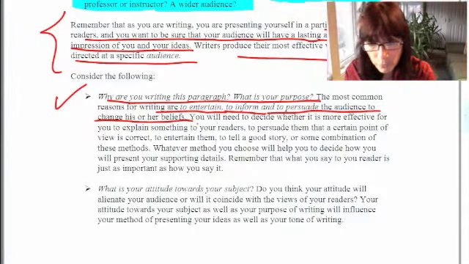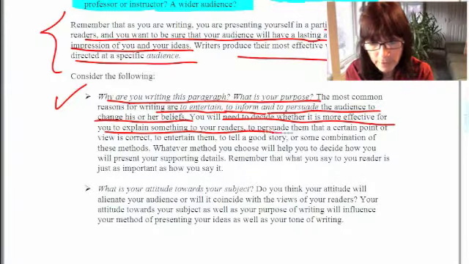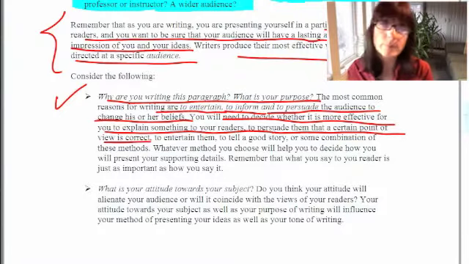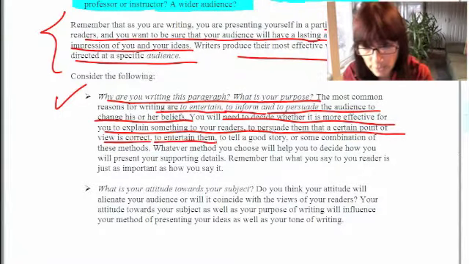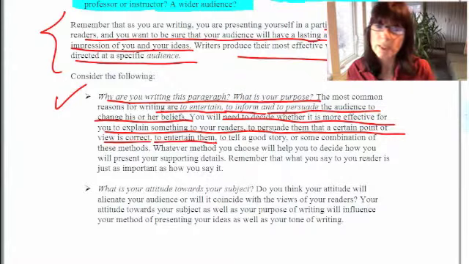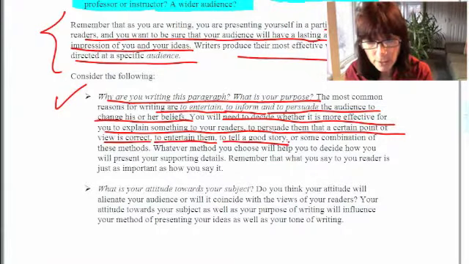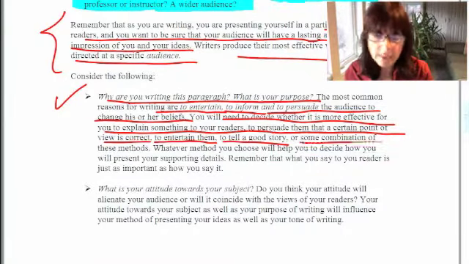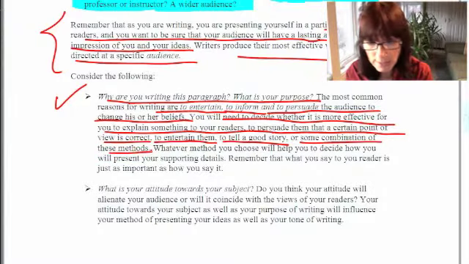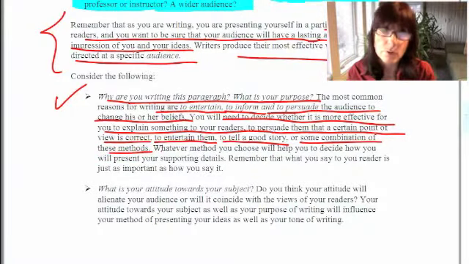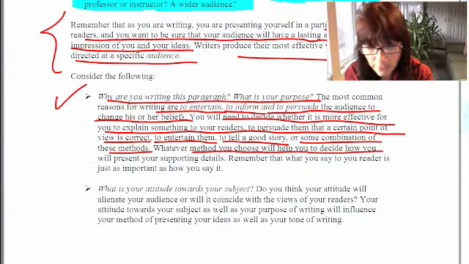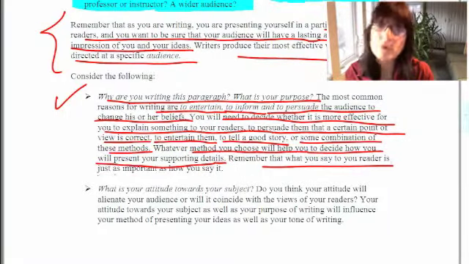So you have to figure out what is your purpose, and you'll need to decide whether it's more effective for you to explain something to your reader. Do you want to persuade your reader to your point of view and say that your point of view is correct? Do you want to just simply entertain? Are you writing a paragraph for entertainment? Are you just writing to tell a funny anecdote or a story? Or sometimes it's a combination of these methods, and that's what you have to decide. But whatever method you choose, it will help you to decide how you're going to present your details.